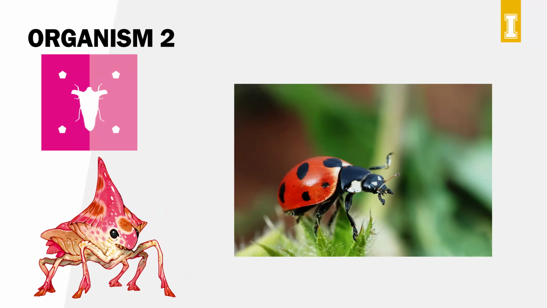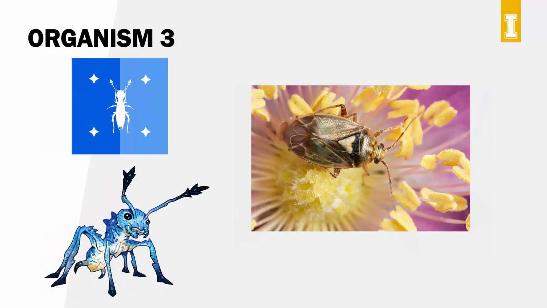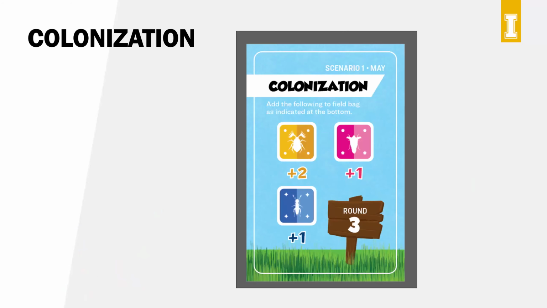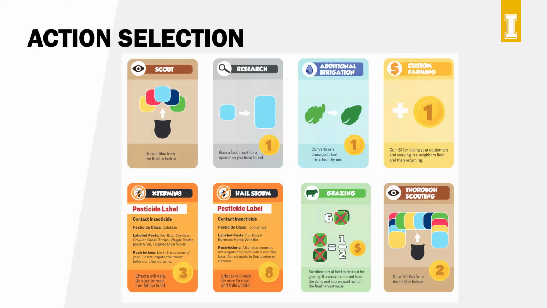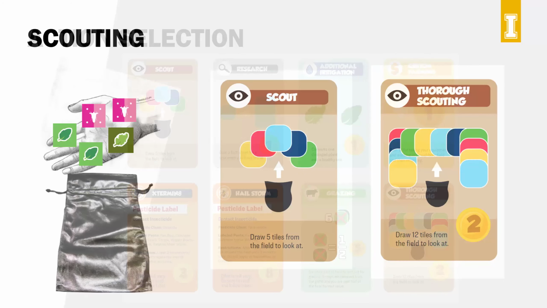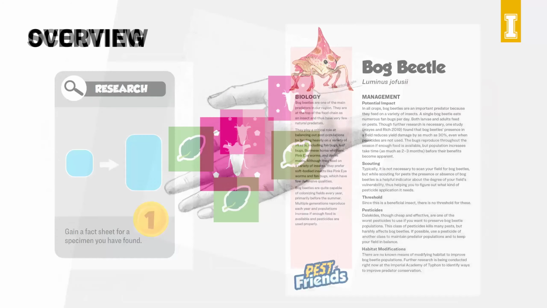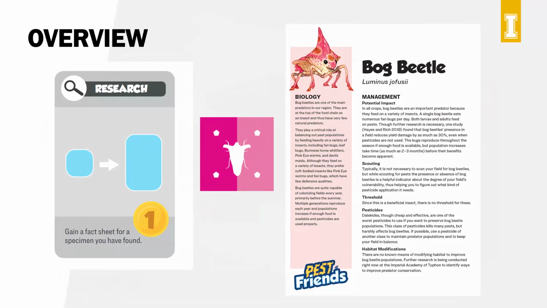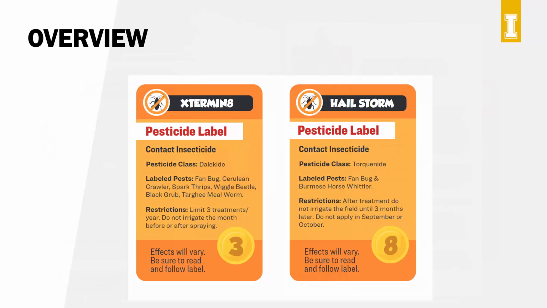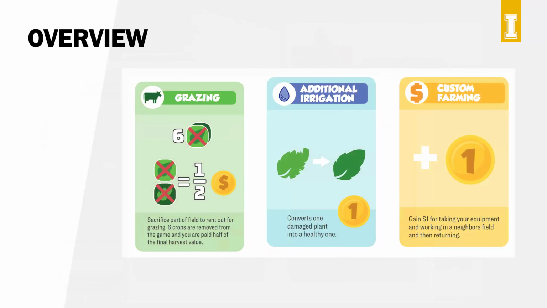You'll keep them alive. So the players might accidentally kill their beneficial predators in the game. There's also neutral insects, and these are all the different actions they can take. So they can scout in their field, they can get samples of what's going on, they can research and learn about the different insects. When they scout, they pull tiles out of their bag, and then they get to see what's going on. They can research and learn about the different bugs and learn whether they are beneficial or pests. They can use different pesticides. They can graze the field, add extra water, go make some extra money.